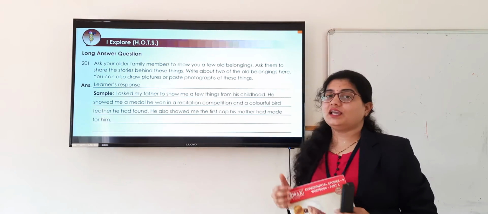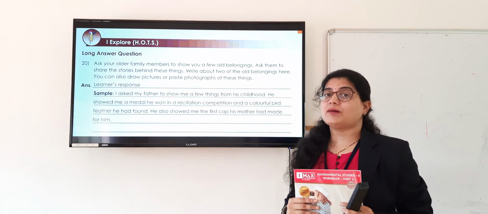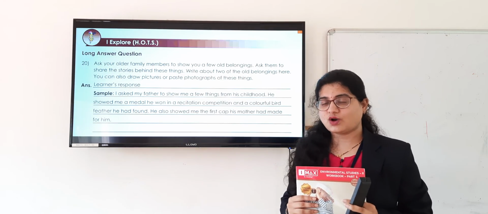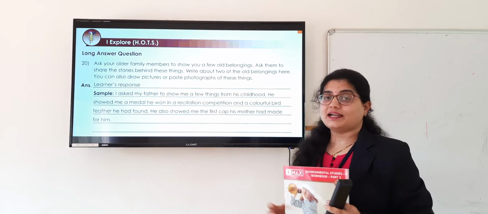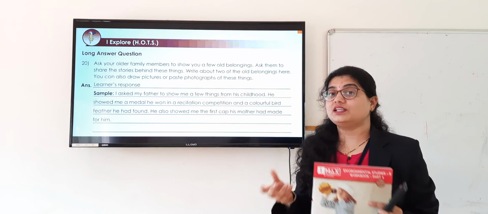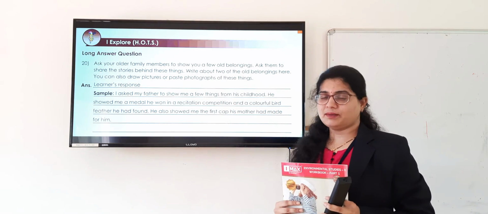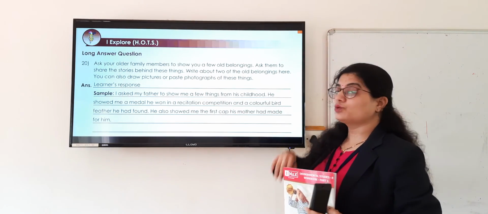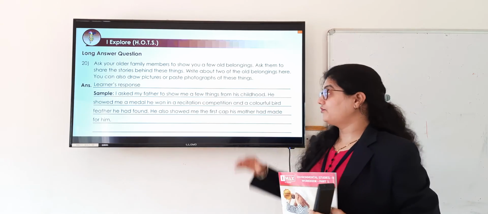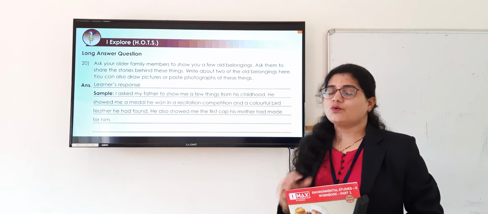In the same way, you have to ask your elder family members about things related to your family history. You can write about different photographs, jewelry, clothes and tools used by your old family members. You have to write about those things, and you also have to paste a photograph or draw the picture in your workbook.